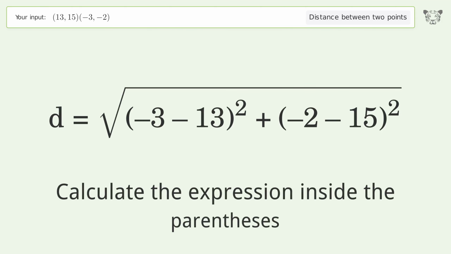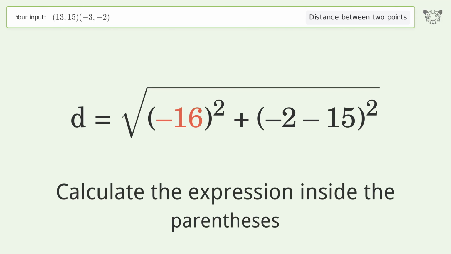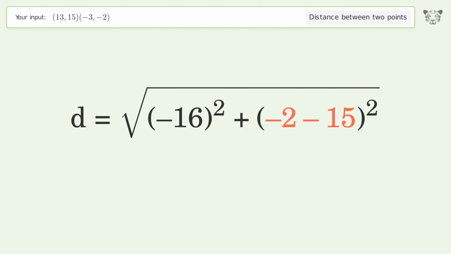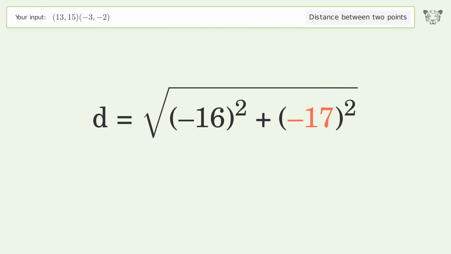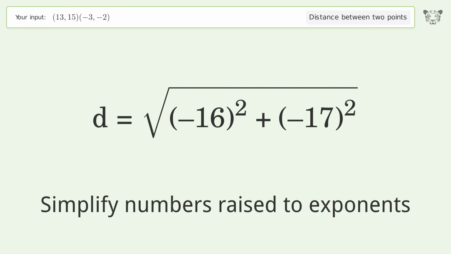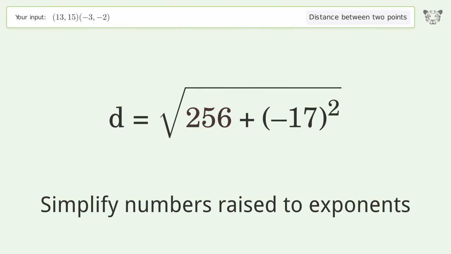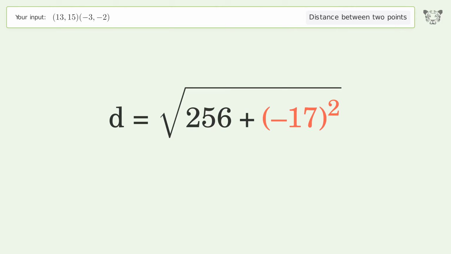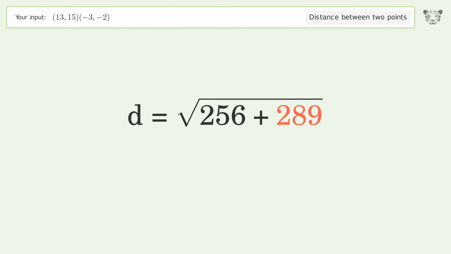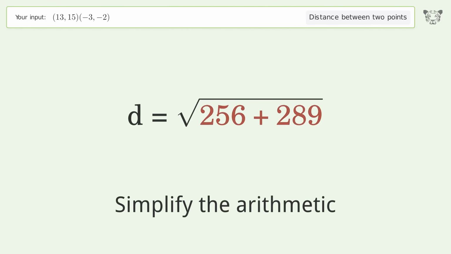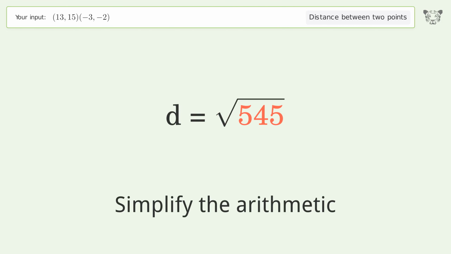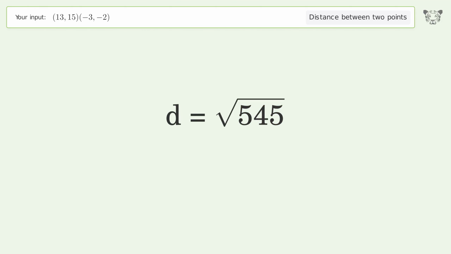Calculate the expression inside the parentheses. Simplify numbers raised to exponents. Simplify the arithmetic. And so the distance between the 2 points is the square root of 545, or 23.345.